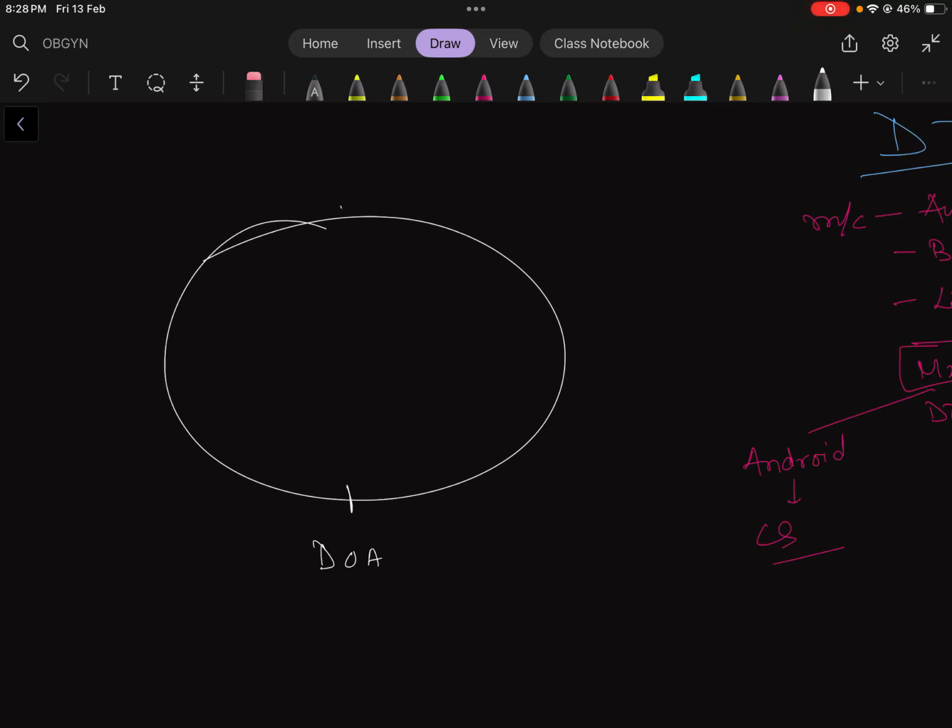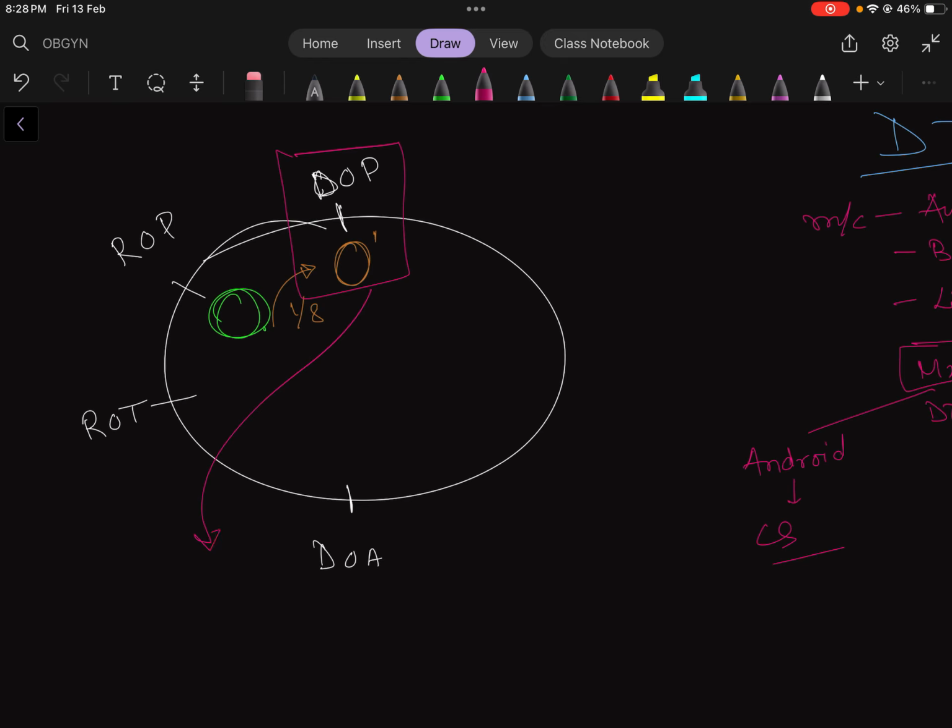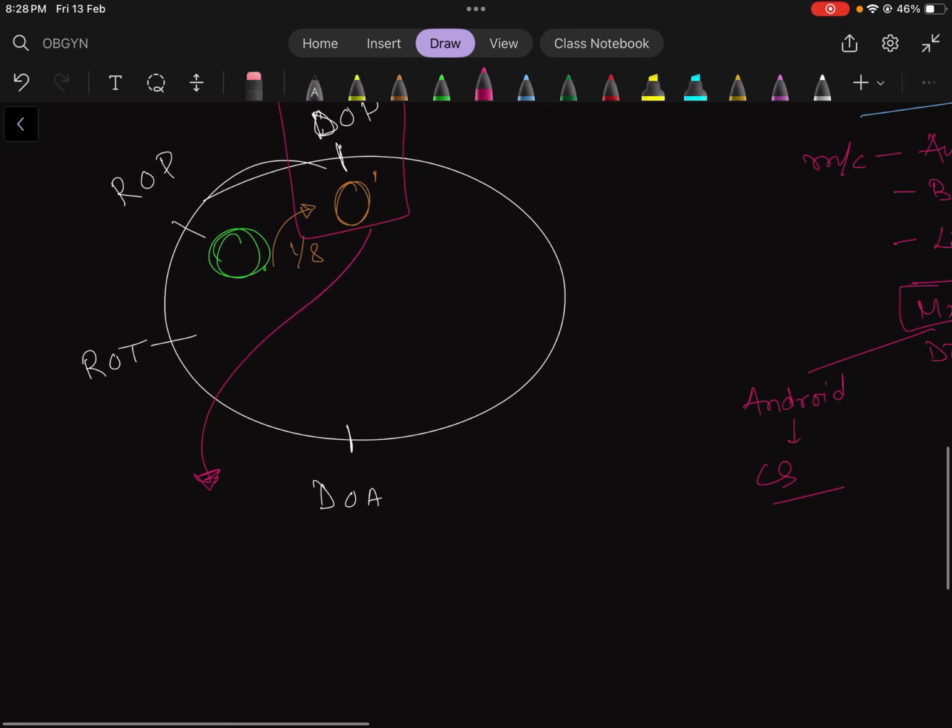DOA, DOP, this is ROP, this is ROT. So generally the head is here, so it should have come 3/8 of the circle here. If this was initial, this should have been final, but in this case something else happened. The head went backward by 1/8 of the cycle and assumed a direct occipito posterior position, in which basically it started to deliver.